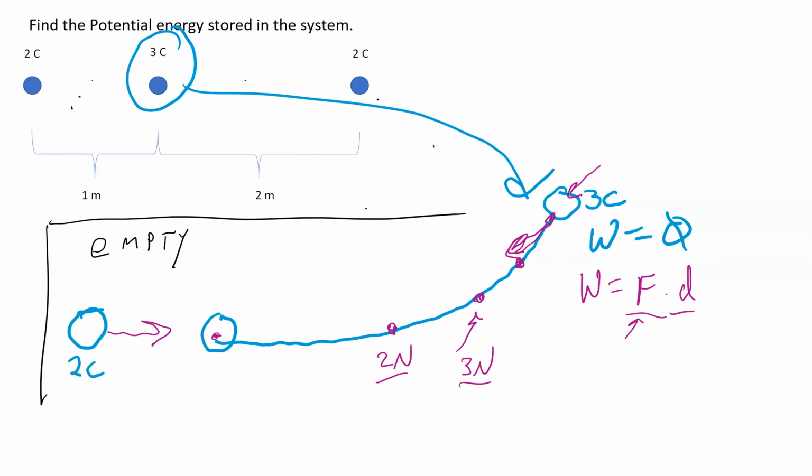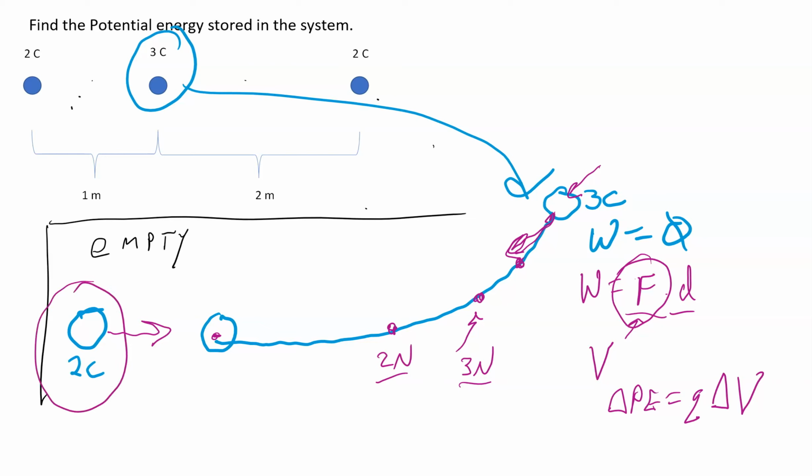Instead, the way we're going to attack this problem is not by thinking about forces, but by thinking about potentials. We say that we change the potential energy of a charge by an amount Q delta V. Okay, so what does that mean? That means that this charge, in addition to making an electric field, also makes an electric potential. That potential is felt everywhere in the universe. The 3 coulomb charge feels its potential at infinity when it's out here, and it feels its potential a distance 1 meter away at its final location.